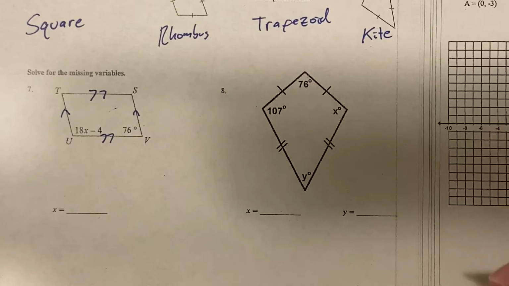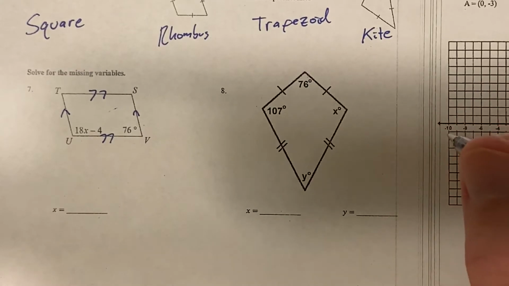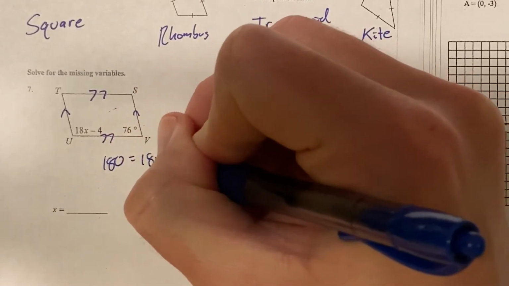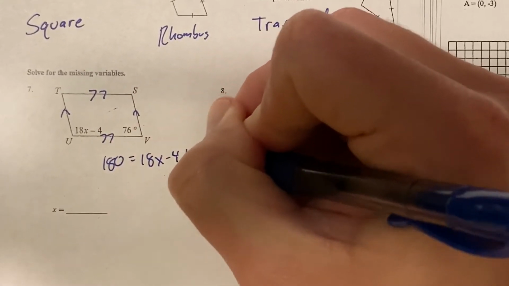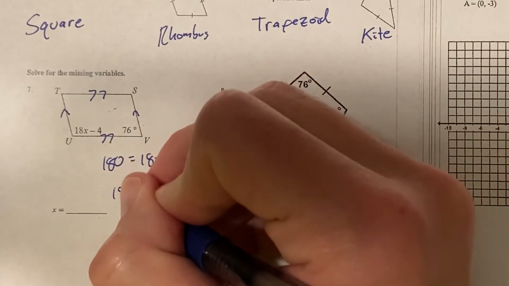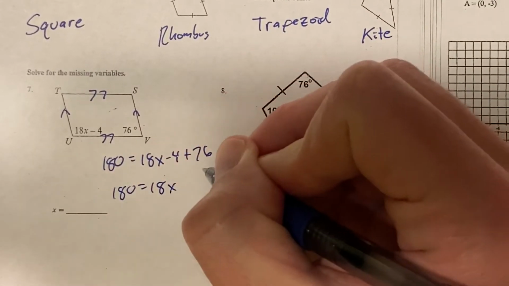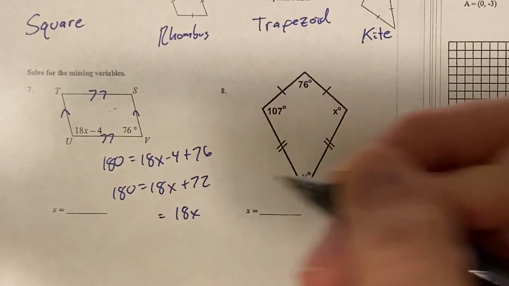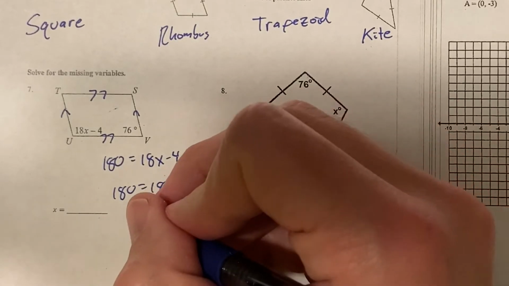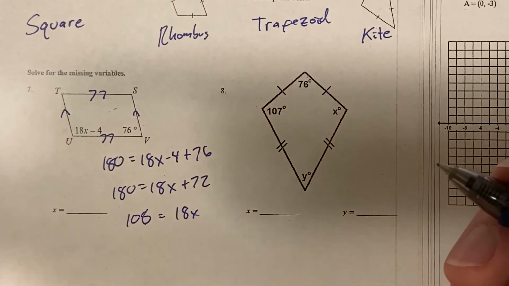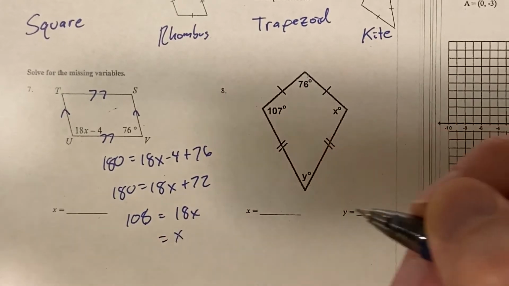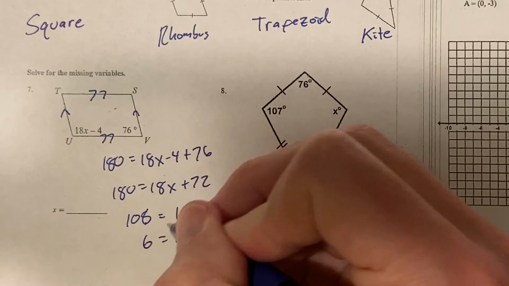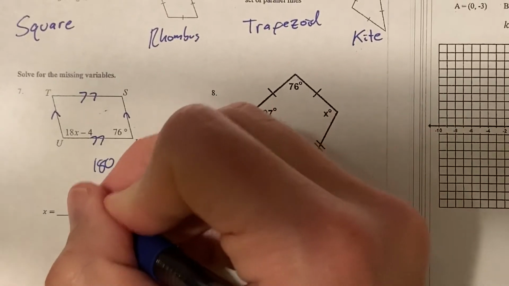So when they are adjacent angles in a parallelogram, they are supplementary, meaning they add together to give you 180. So 180 equals 18x minus 4 plus 76. Gonna combine my like terms over here and get 18x plus 72. Subtract the 72 over and get, I don't know, maybe like 108. Divide by 18 on both sides and you would get 6, I believe. x equals 6.